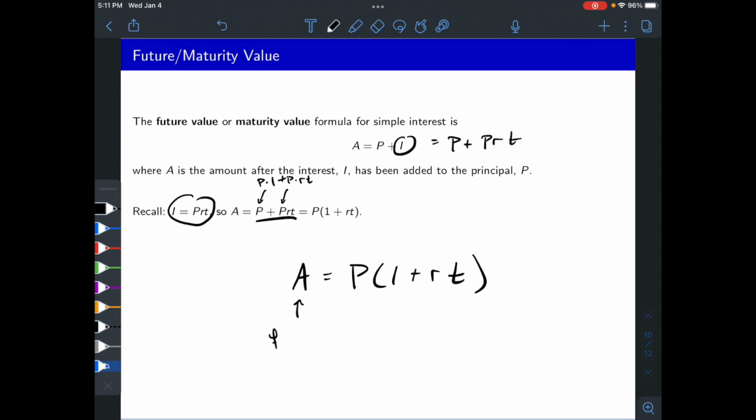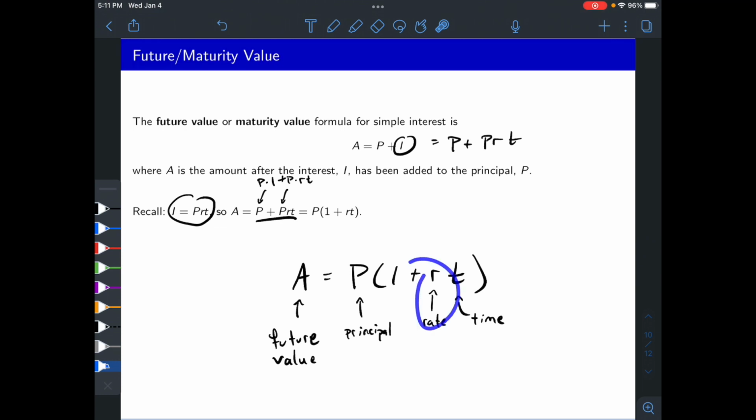So this is your future value. P is your principal. R is your interest rate. And T is your time period.